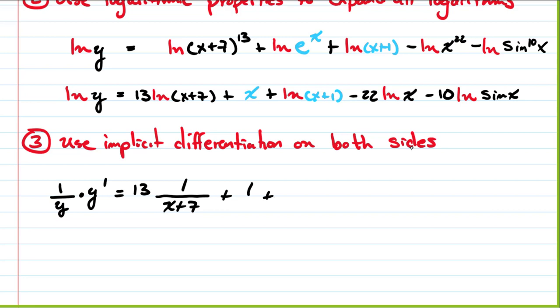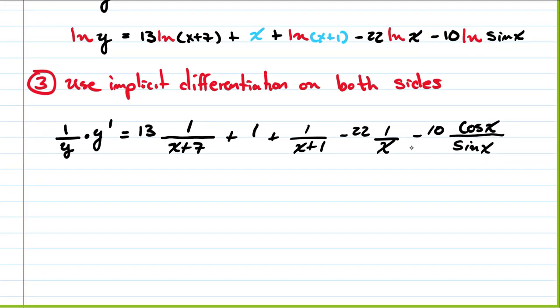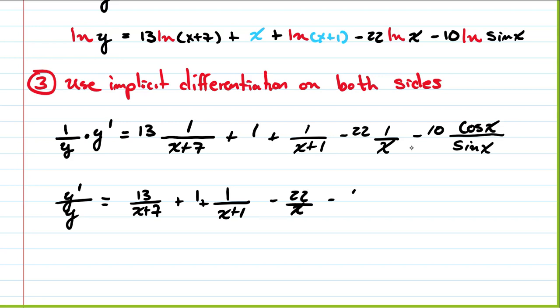And then our next one, the derivative is going to be, once again, 1 over x plus 1, minus 22 times the derivative of the natural log, which is 1 over x minus 10. The derivative is going to be over sine x, and the derivative of sine is cosine. So we get y prime divided by y is equal to 13 over x plus 7 plus 1 plus 1 over x plus 1 minus 22 over x minus 10 times cotangent of x.